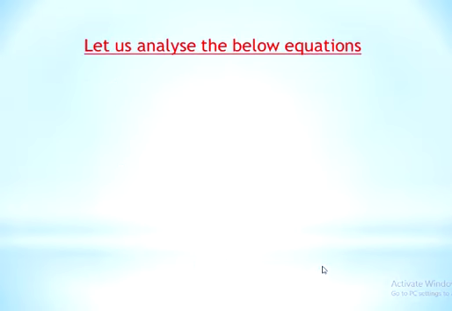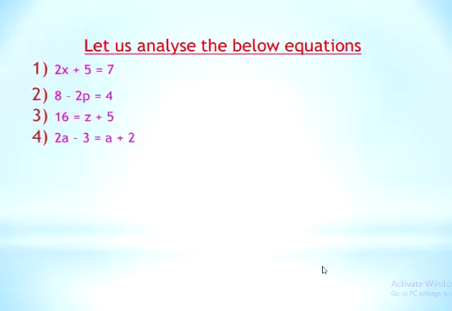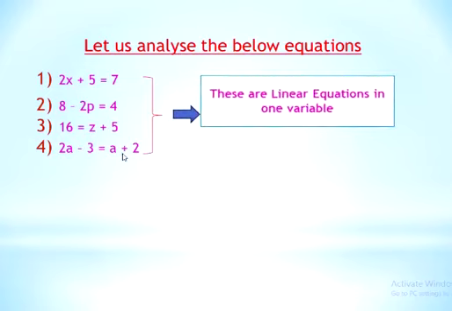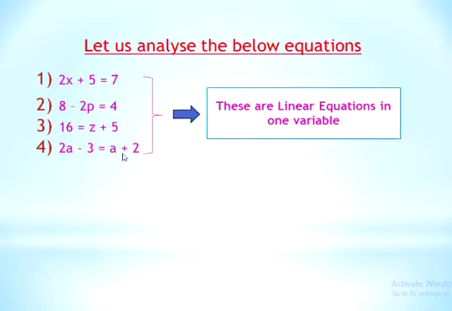Let us analyze the below equations. 2x plus 5 is equal to 7. 8 minus 2p is equal to 4. 16 is equal to z plus 5. 2a minus 3 is equal to a plus 2. These are all considered linear equations in one variable. Why? Because these equations have only one variable. Look here x, here p, here z, and here a. They always have one variable, and the highest power for that variable is 1. That is why it is called a linear equation in one variable.